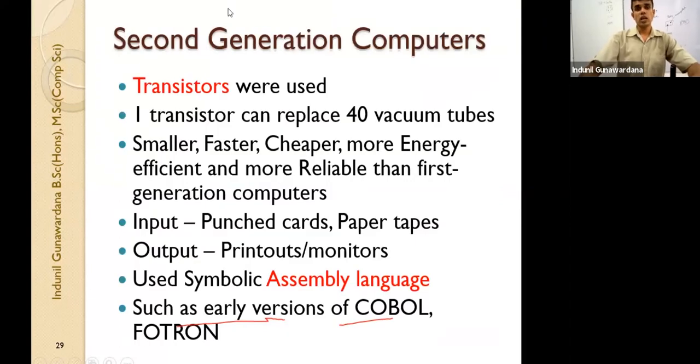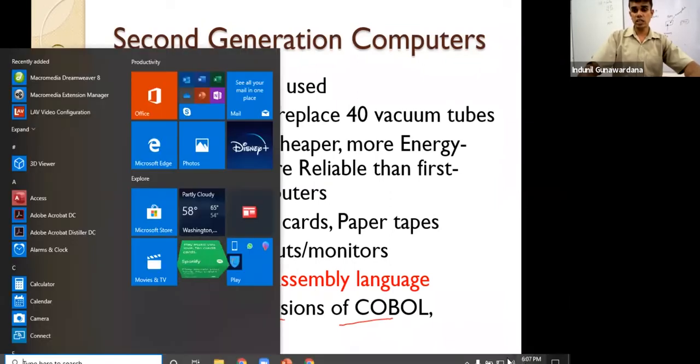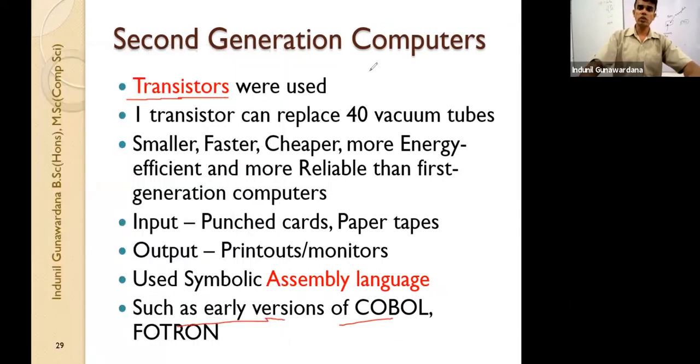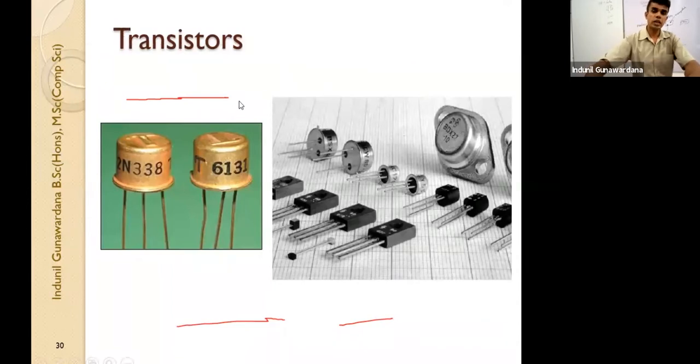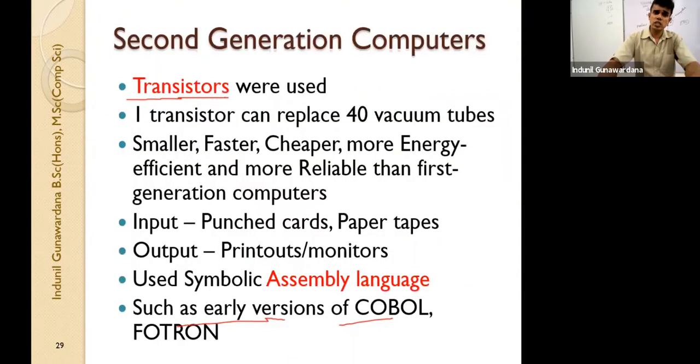Now we go to the second generation computers. Again, the technology is the most important point. If the computer is to be in the second generation, it must be with transistors. Transistor technology has to be there. You know about transistors, right? In your O-levels you learned about PNP transistors and NPN transistors. They are the equipment used in these machines, and they are highly efficient. Whenever you go for transistors, the performance of a single transistor can replace the performance of around 40 tubes.